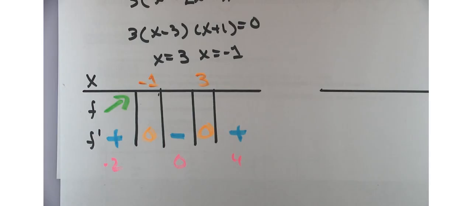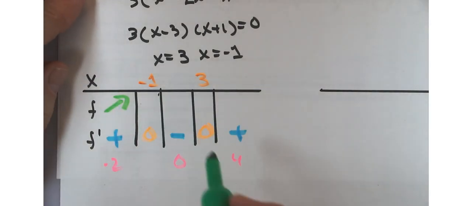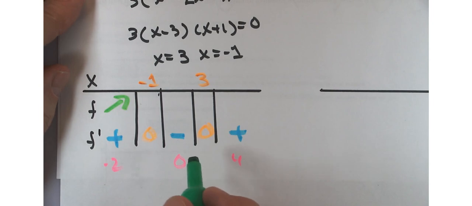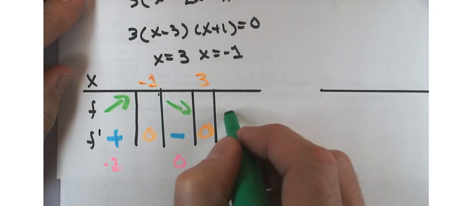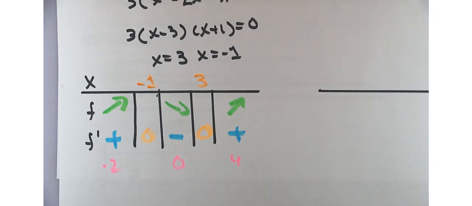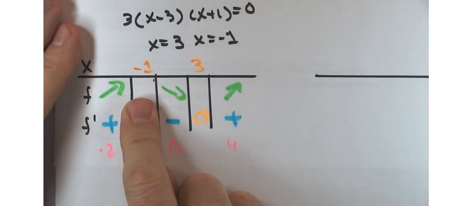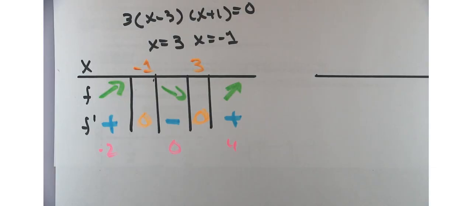Zaid, what's happening between -1 and 3? What's the function doing? Decreasing. Thank you. And then increasing again. Now I haven't drawn the graph at all, have I? I just drew this little table. But this is a very wonderful little summary of what's going on with the function. You can kind of see and feel what's going on.